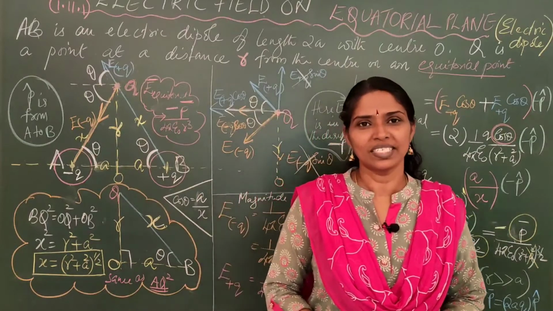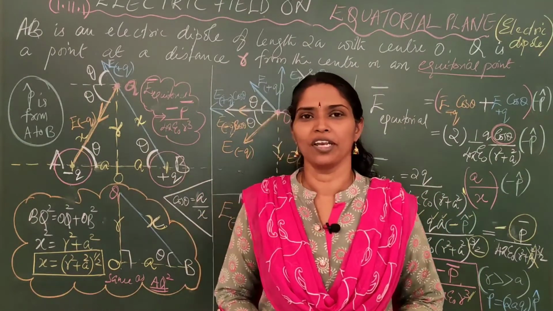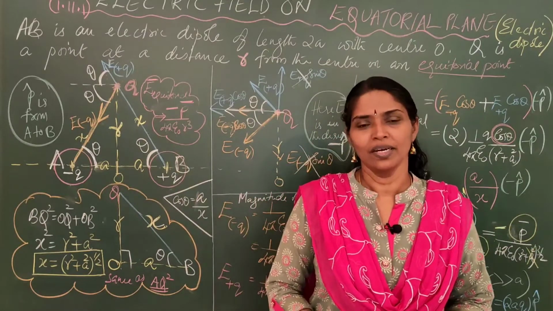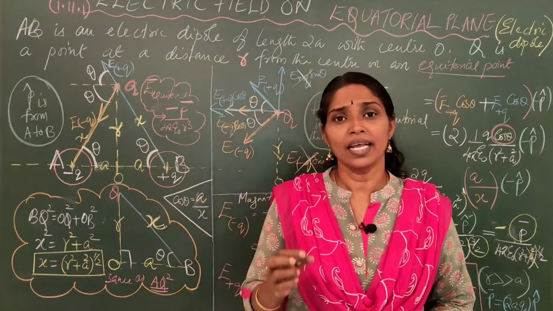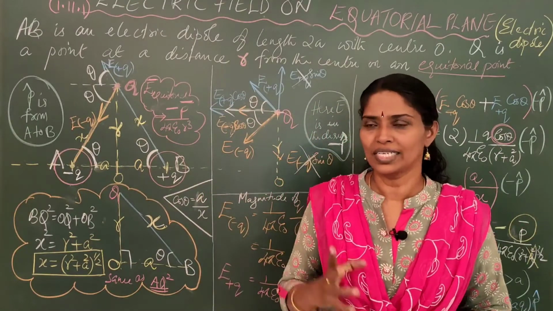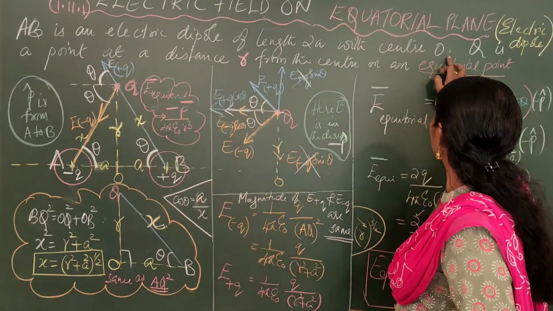Today we are here to discuss the topic electric field on an equatorial point of an electric dipole. In the previous video, we have done the same thing at an axial point. Now let us look at: AB is an electric dipole of length 2a with center O.